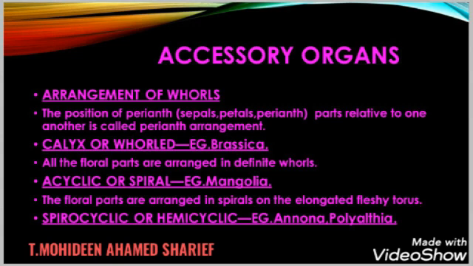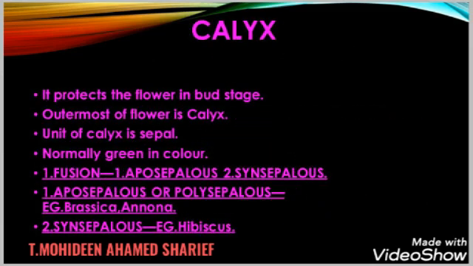Next, calyx. It protects the flower in bud stage. The outermost part of a flower is called the calyx. The unit of calyx is the sepal. Normally it is green in color and it is classified based on fusion. Aposepalous, the flowers with distinct sepals, example Brassica and Annona. Next, synsepalous, the flowers with united or fused sepals, example hibiscus.